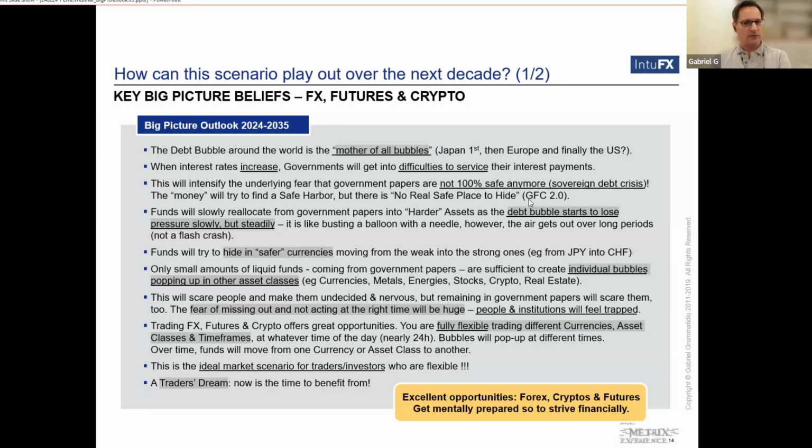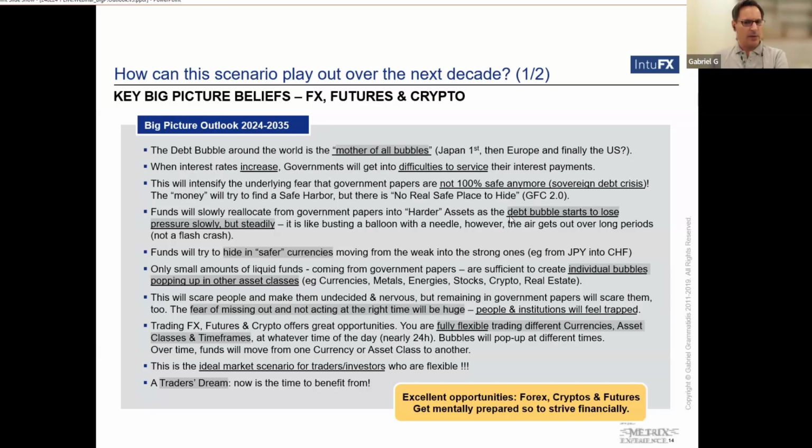Well, if you start a great financial crisis 2.0, and if the problems come from government papers, well, it's difficult, right? Because everybody was hiding in government papers for many years, right? And this is why there's no place to hide anymore. People, funds, and money will not know where to go anymore. Well, they go to places that are harder assets.